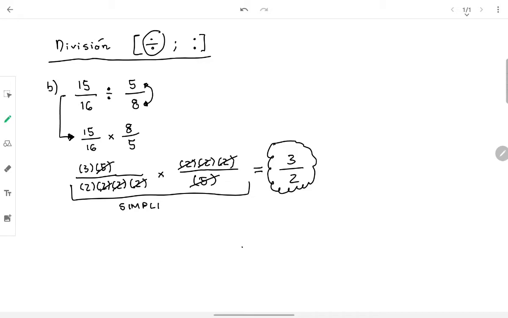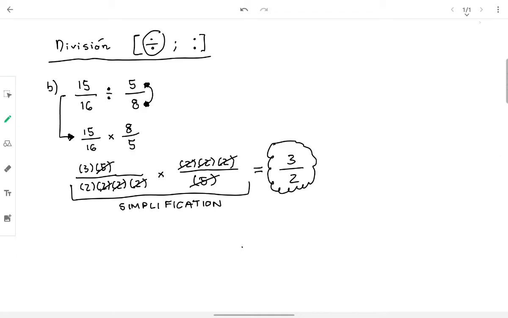So this is a common process to multiply two fractions out of a division. So division can become a multiplication if we do this trick of moving the second fraction, the one that is after the division sign.